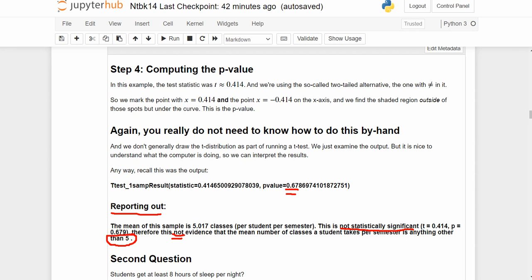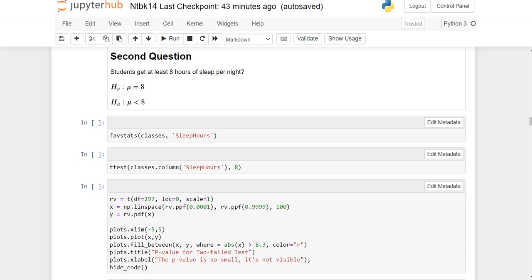It's about 68%, 70% chance of the null hypothesis being true. So our conclusion is that the average number of classes that students take per semester is approximately 5. Okay, so that was our first complete hypothesis test. Let's tackle this second question and see if we can get used to how this goes.